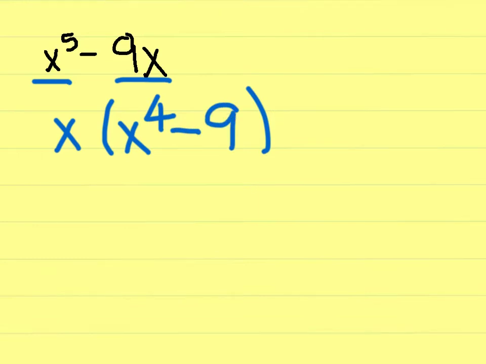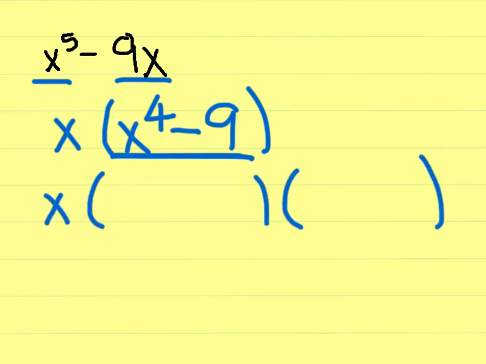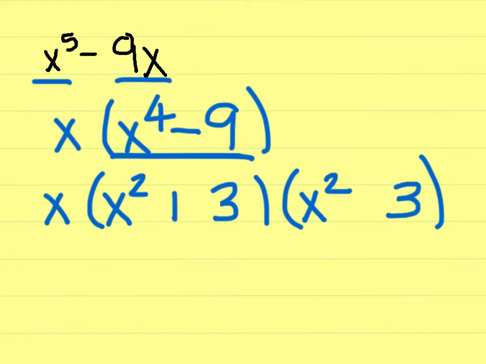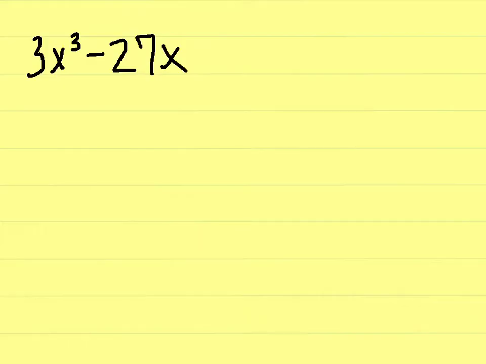When you do that, you do have a difference of two squares there. So the square root of x to the fourth is x to the second, and then the square root of 9 is 3. x times the quantity x squared plus 3 times the quantity x squared minus 3. Give this one a try and drop it off.